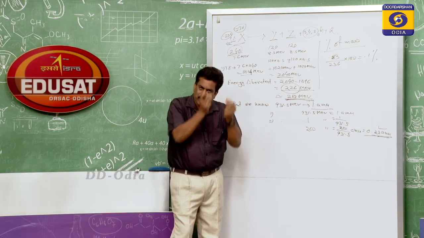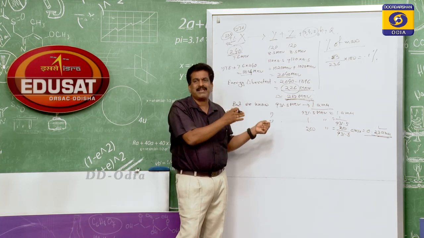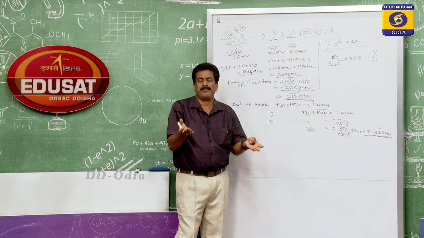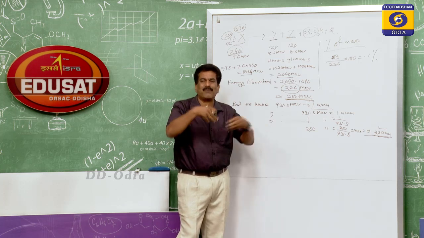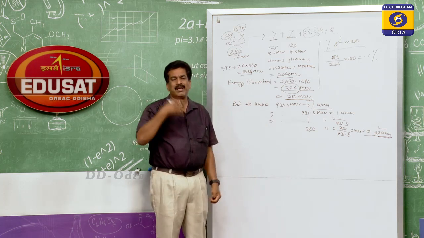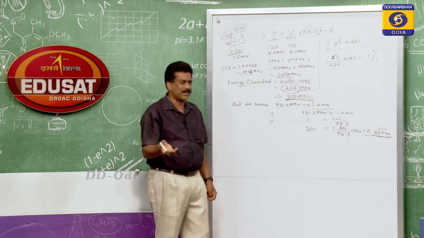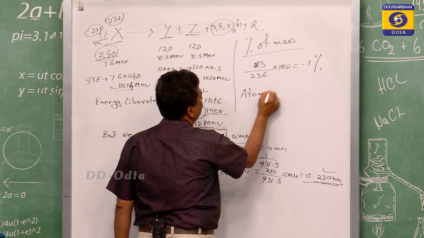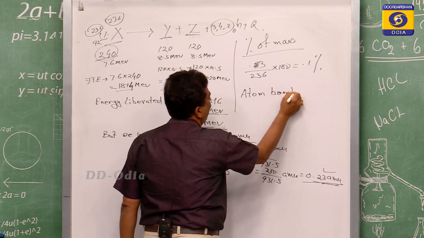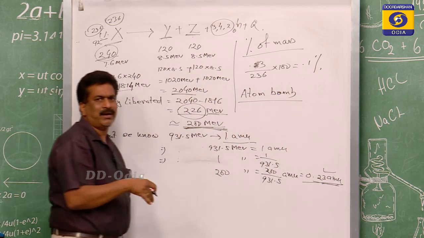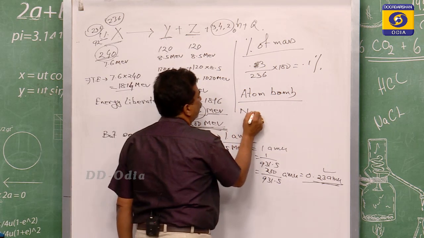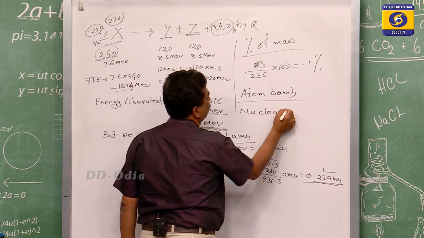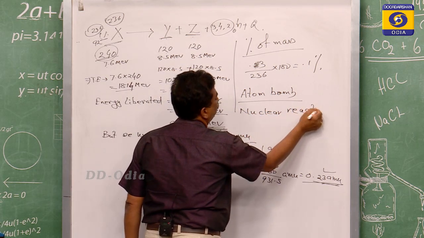And if we control that energy, then that is useful. If we do not control it, if it is out of our control, then it will be a hazard for the society. That hazard is nothing but the atom bomb, and the utility of that one is the nuclear reaction, a nuclear reactor.